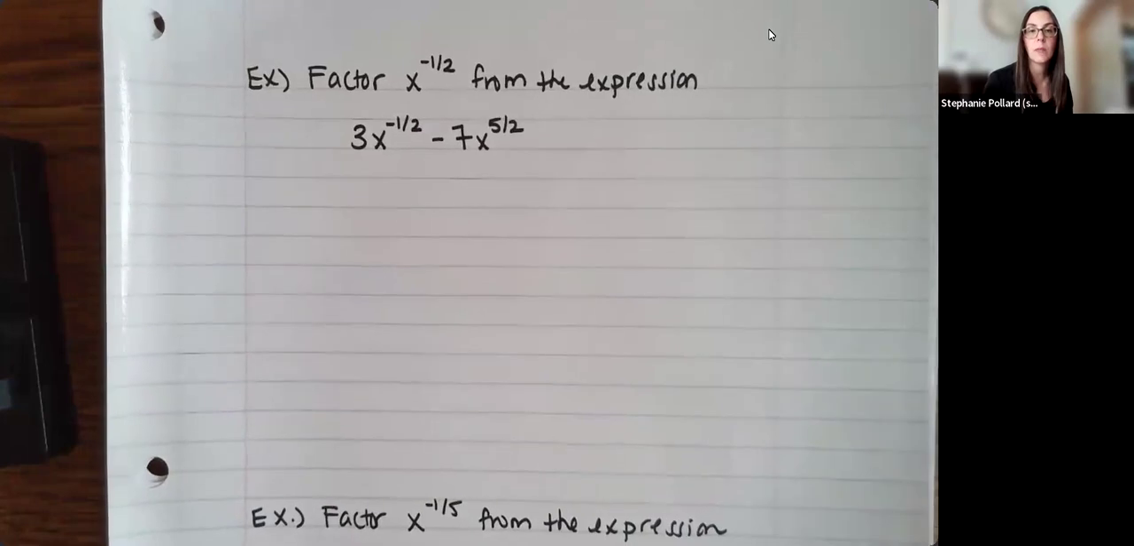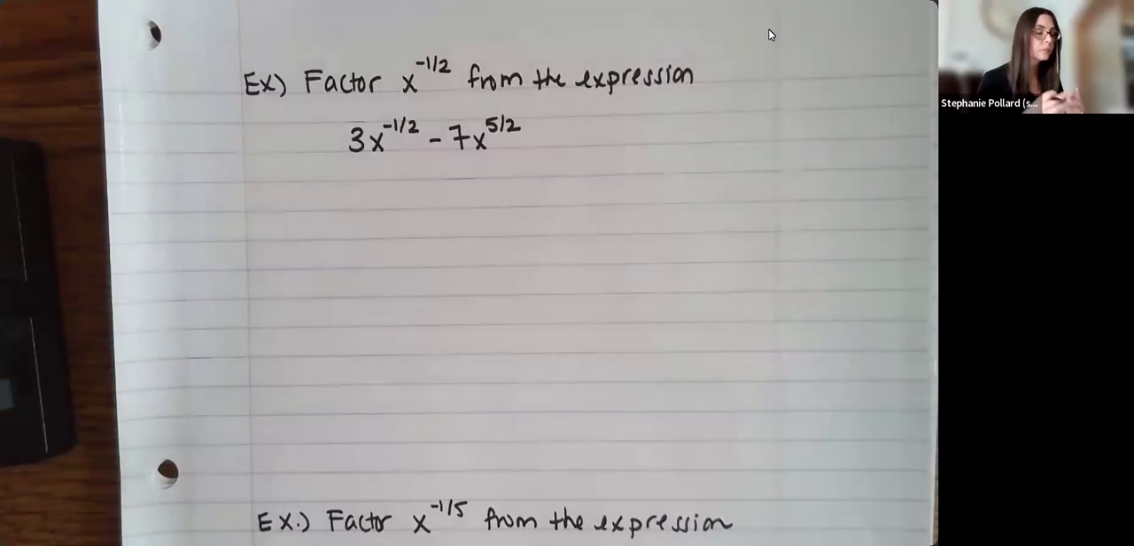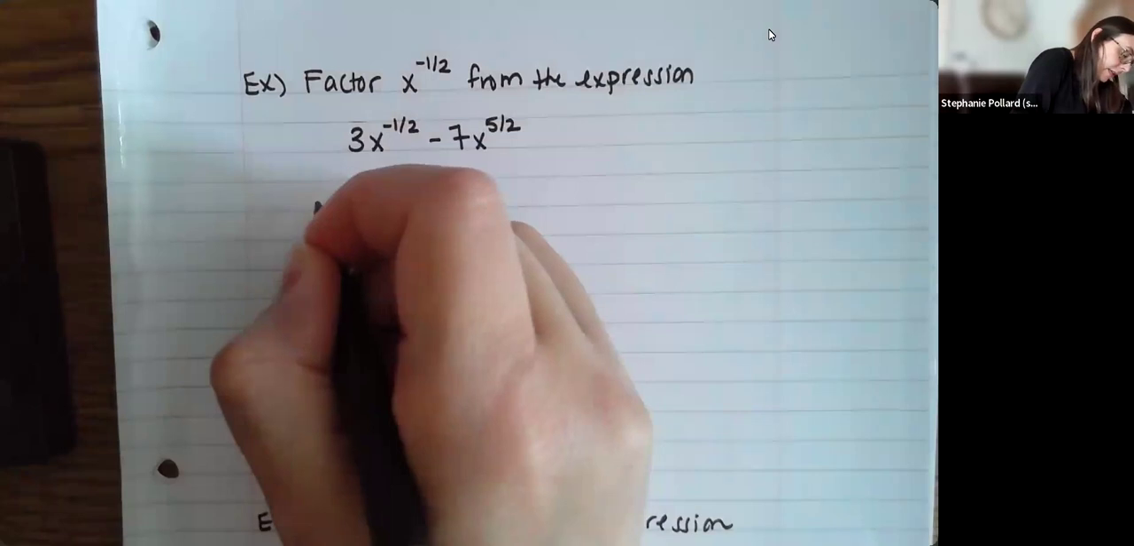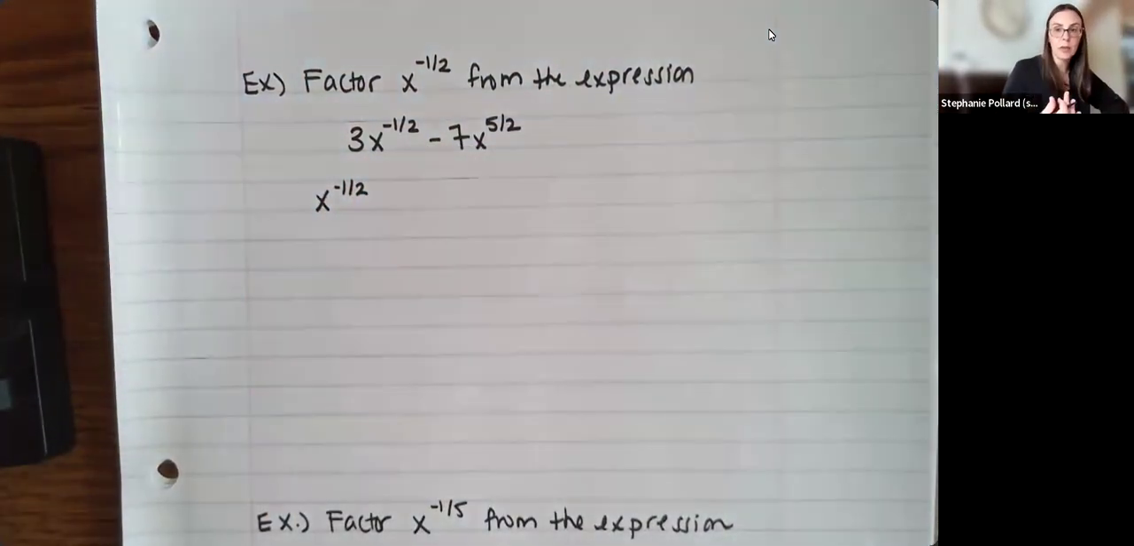I also want to talk to you a little about factoring. So we're just going to do basic factoring here with rational exponents because it is pretty tricky. So we do want to factor x to the -1/2 from the following expression. So what you can do is just take your time with it. So I want to take x to the -1/2 and I want to factor it out, right? So I want to remove it.